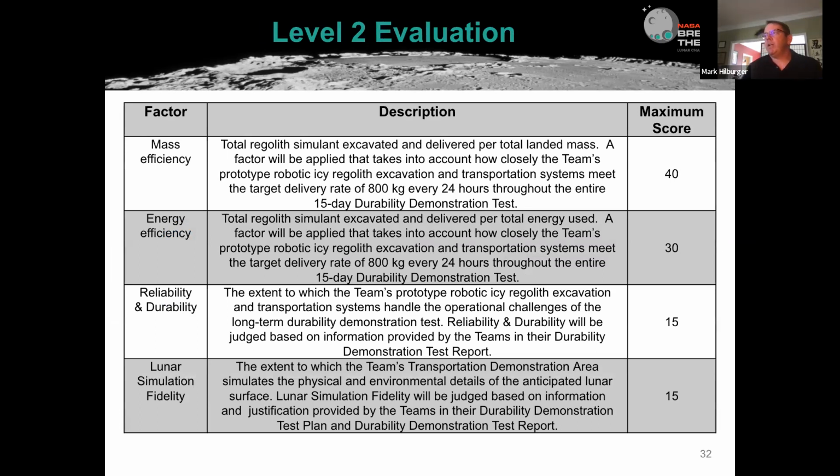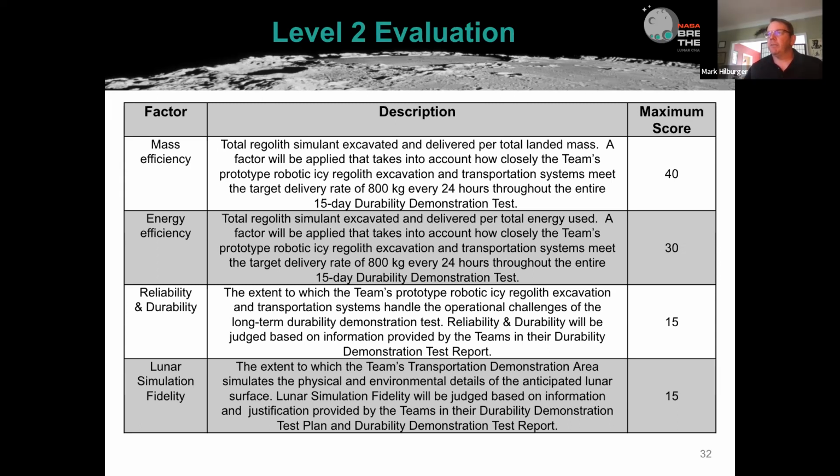Level 2 evaluation, essentially 4 factors that are being evaluated with a maximum score of 100. First factor is mass efficiency, and the description is pretty self-evident. It's the total regolith simulant excavated per total landed mass.